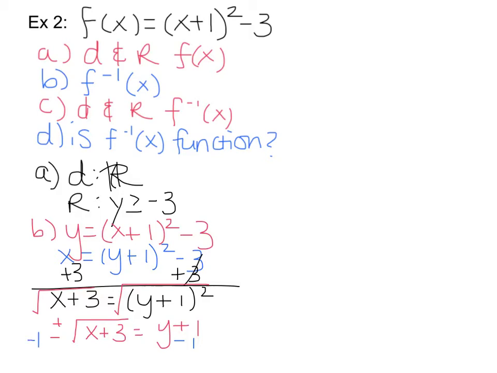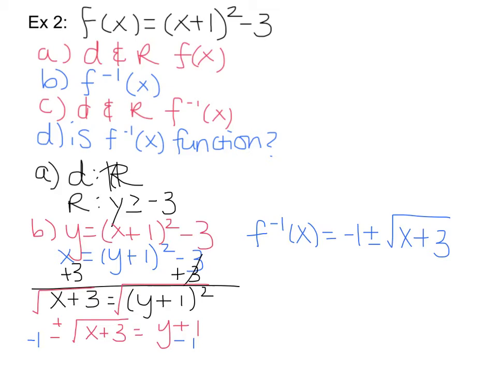And we normally write it out in front so that way we don't get confused with combining it underneath something. So the inverse, f to the negative 1 of x, equals negative 1 plus or minus the square root of x plus 3. All right.